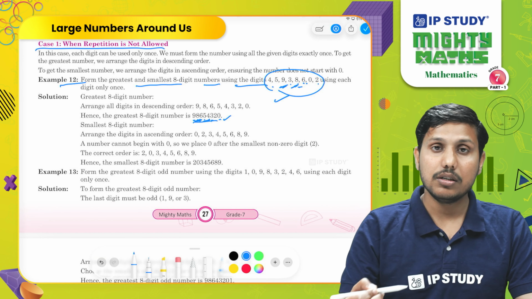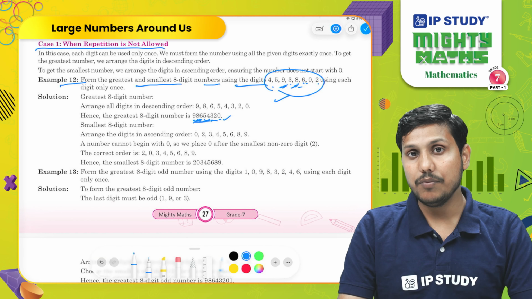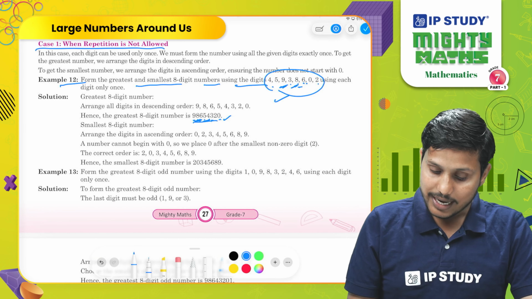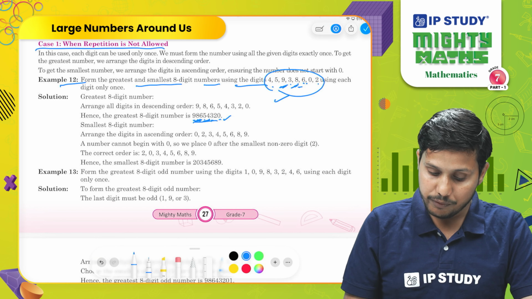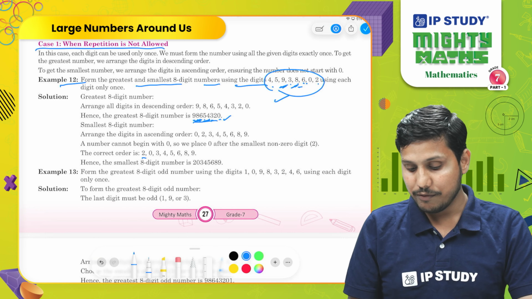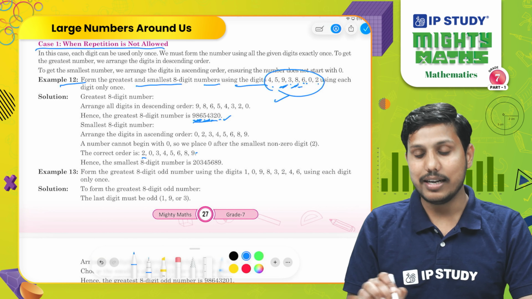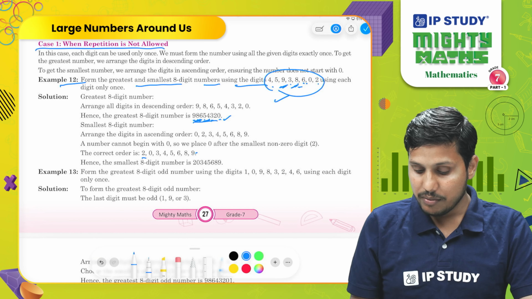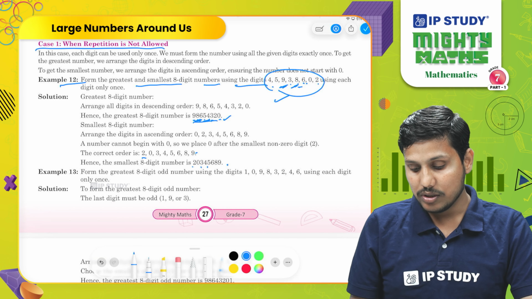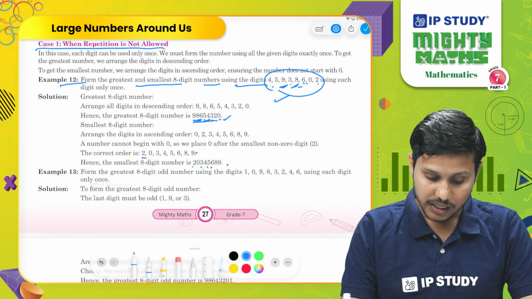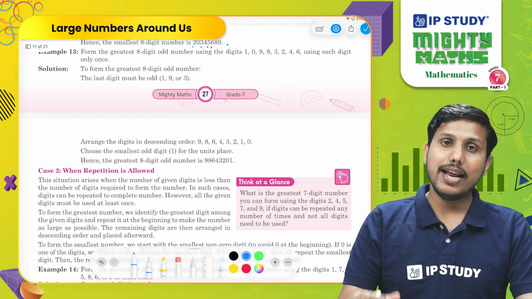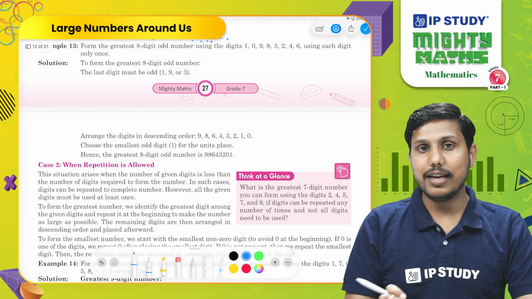Now for the smallest number, we have to write the second smaller digit like 2 first, then 0, then 3, then 4, then 5, 6, 8, 9 in ascending order, and the number will be formed as 2 crore 3,45,689.